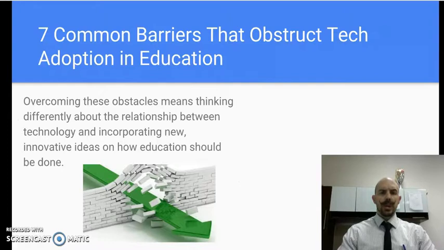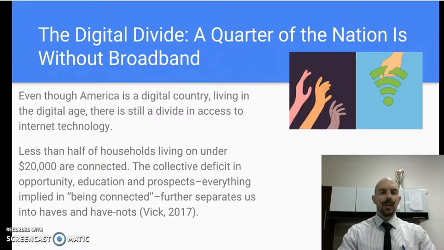However, we can overcome these obstacles by thinking differently about our relationship with technology and thinking about new ways to incorporate innovative ideas and how education should be done. So is it the best model to have students sitting in rows facing the teacher who lectures? Or for our particular school, is it the best model to incorporate any services and any resources that we can, which might include digital technologies?